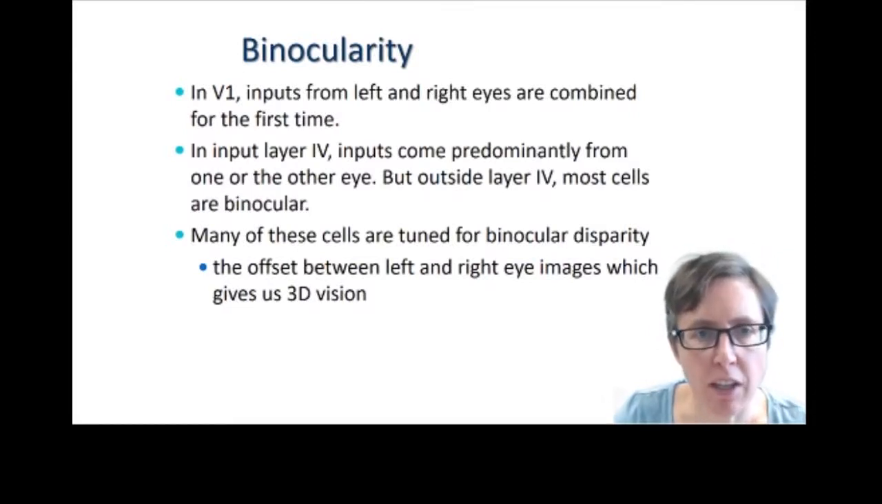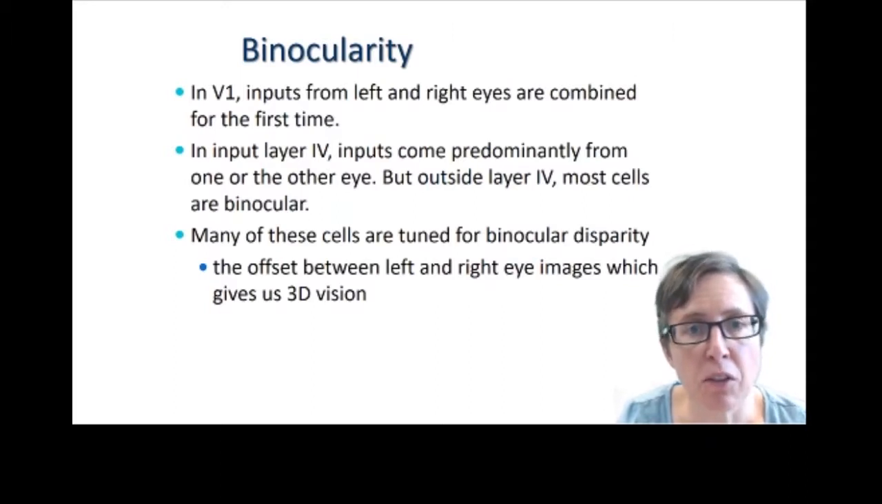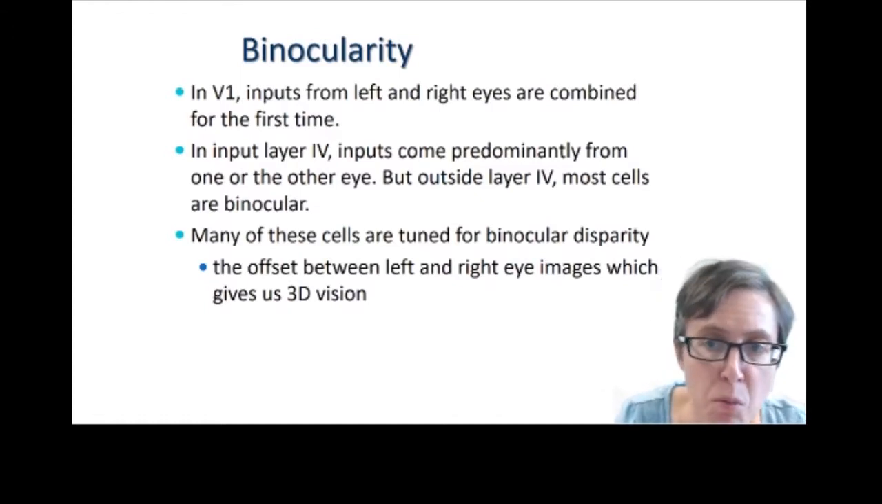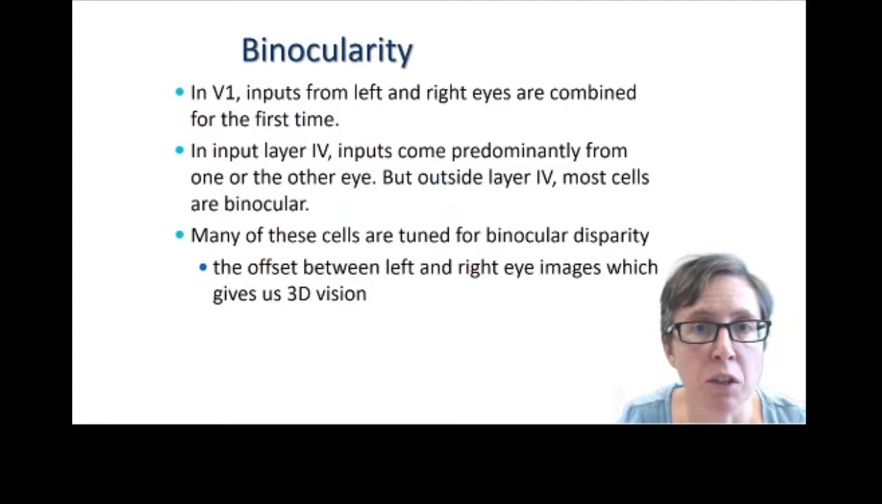As well as orientation selectivity, another important property which arises for the first time in V1 is that inputs from left and right eyes are combined on the same neuron for really the first time. Remember, in LGN, in the lateral geniculate nucleus of the thalamus, inputs from the left and right eyes are separated layer by layer. In input layer 4 of V1, still inputs come predominantly from one or the other eye, so you'll remember those ocular dominance columns and the kind of zebra stripes that you see in layer 4.